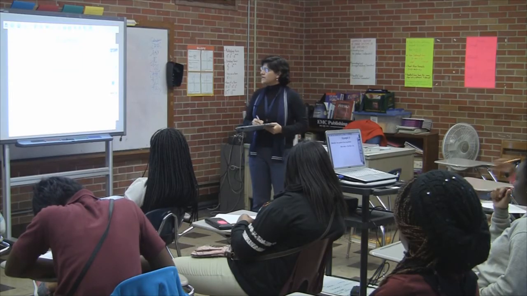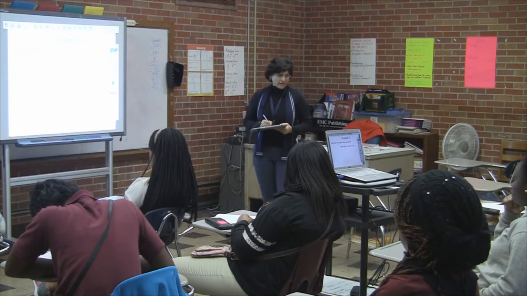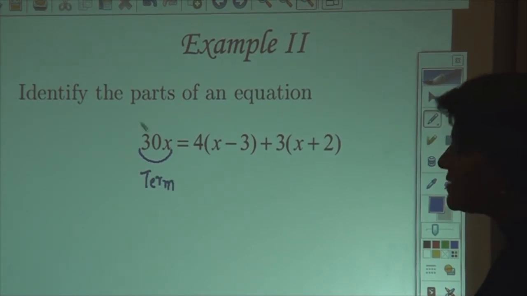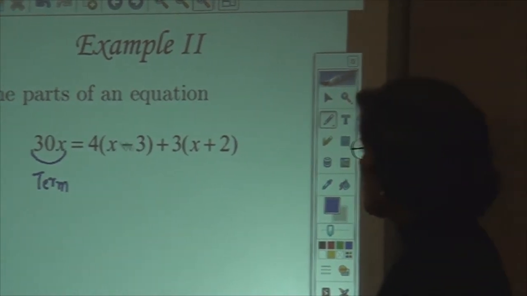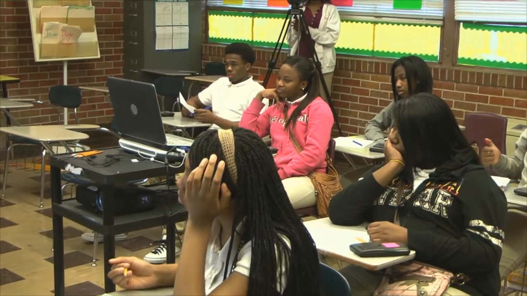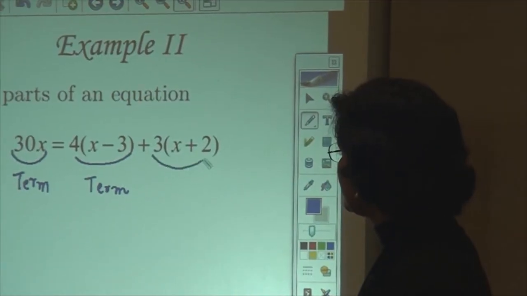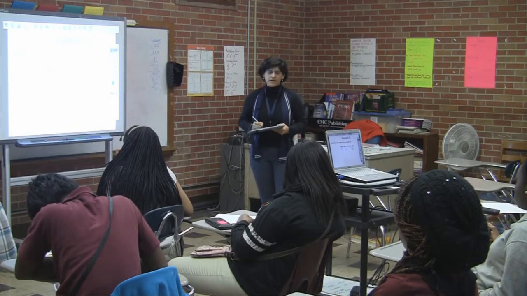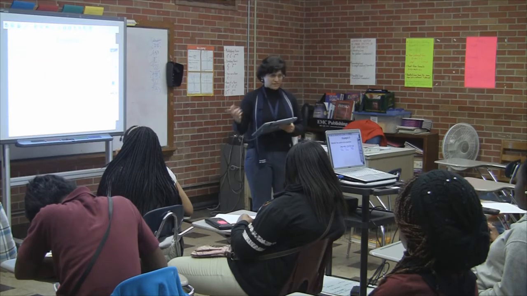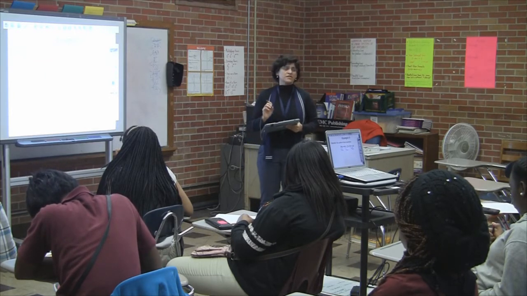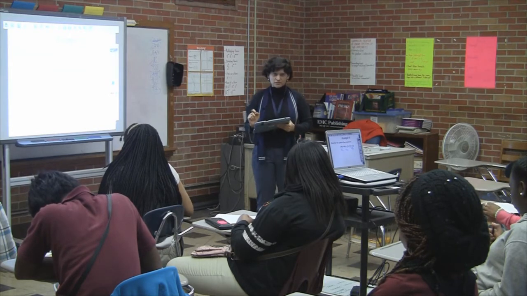Okay. Identify the parts of an equation again. What is this? It's a term, and that has a coefficient of 30. Good job. This is again a term, and that's again a term. We'll get into the nitty-gritty of solving an equation towards the later part of the lesson. But at the moment, we're just identifying the parts of an equation.